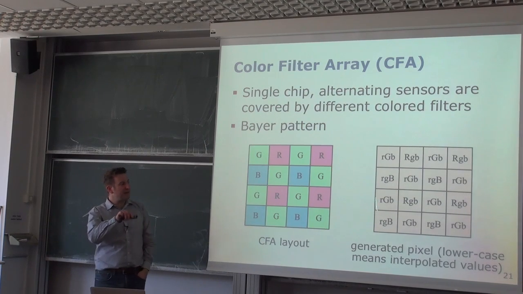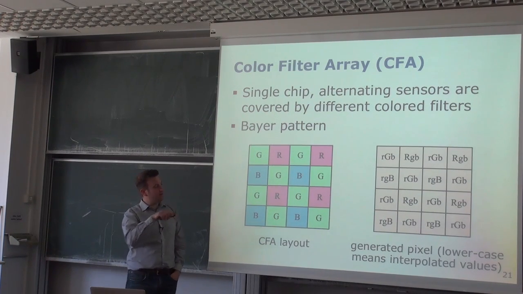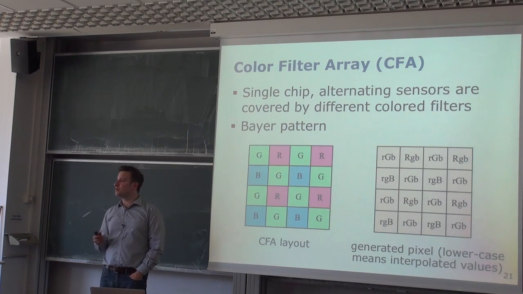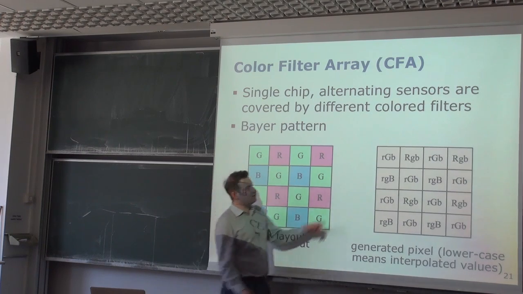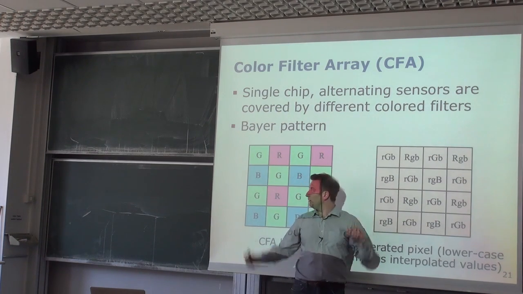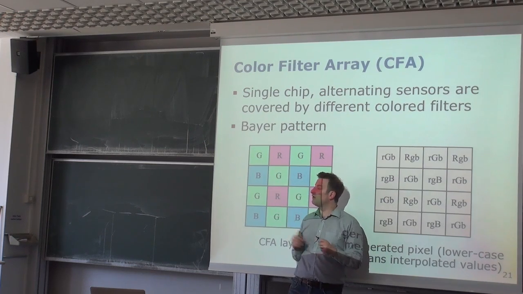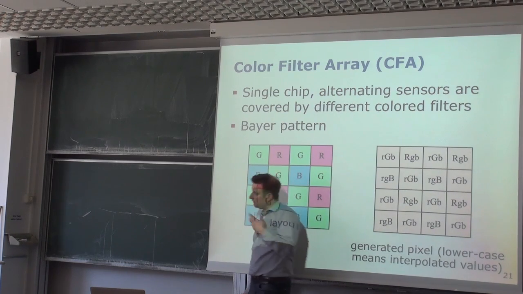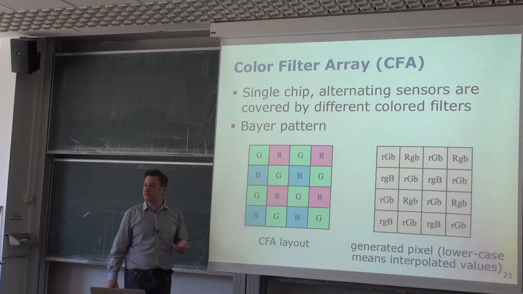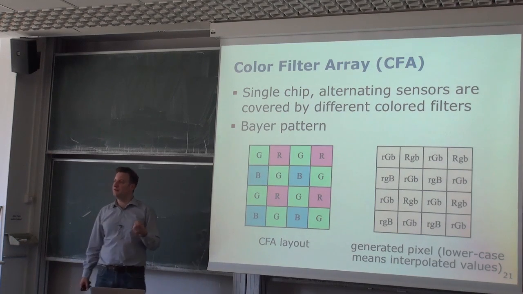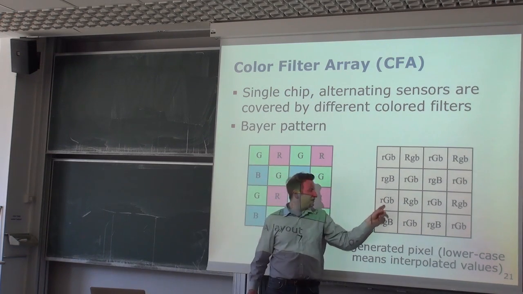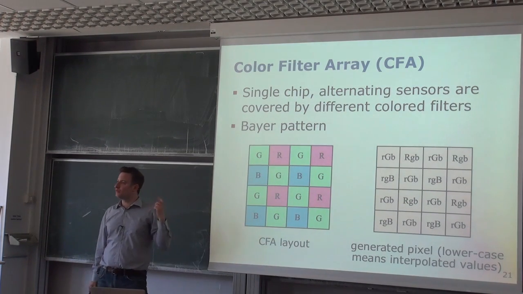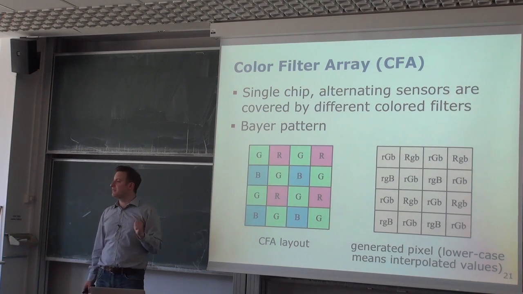So if this is my image, I have a 4x4 chip, and I want to generate a 4x4 image out of that, all with RGB values. That means that I need to interpolate from the cells and take into account my neighbors. So we have a capital character over here. It means I can take the really sensed intensity for that cell, and a small character over here means I need to interpolate, compute, or approximate them from neighboring cells.